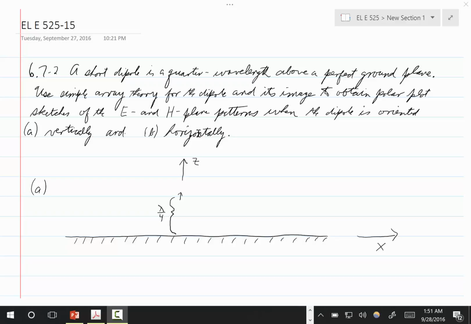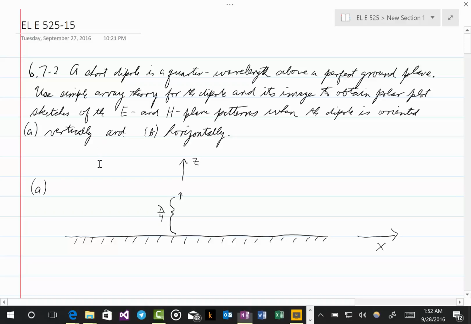So altogether, there are going to be 4 things that we want to calculate here. The E-plane pattern and H-plane pattern for a vertical dipole above a ground plane, and the E-plane pattern and H-plane pattern for a horizontal dipole above the ground plane. So altogether, 4 complete patterns that we want to compute. So first we'll compute the E and H plane patterns for the vertical dipole.